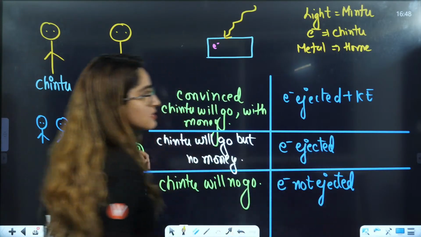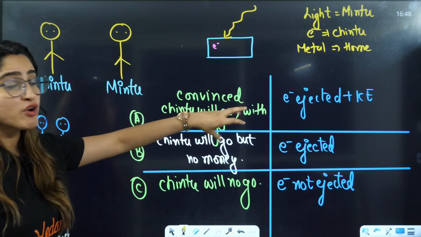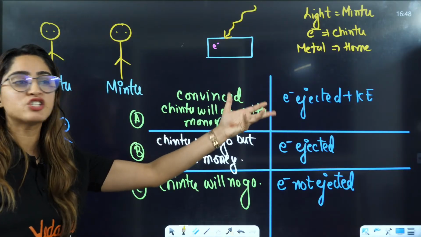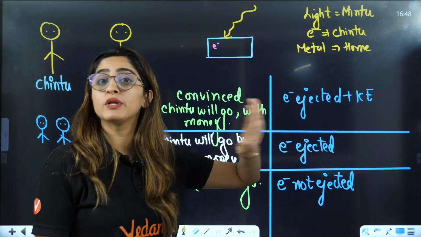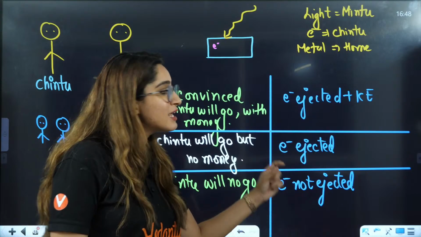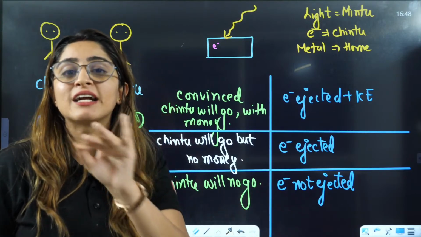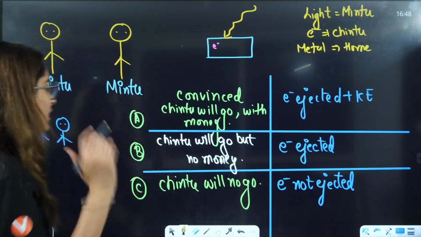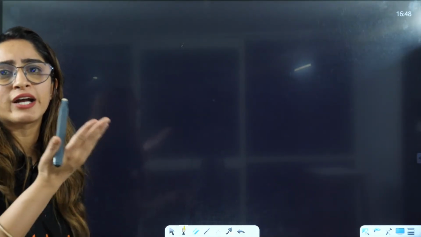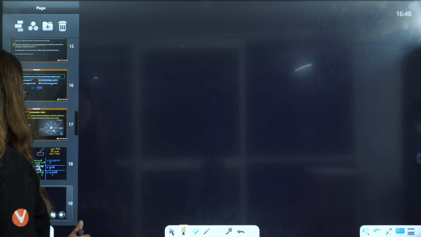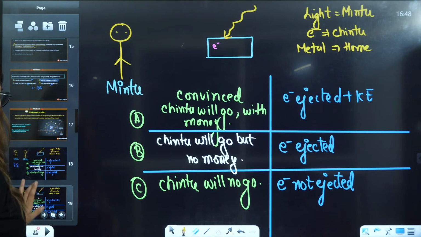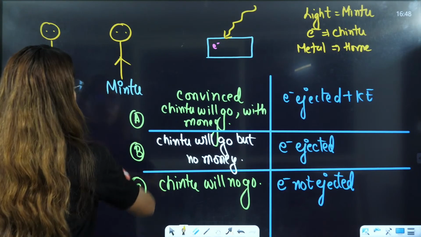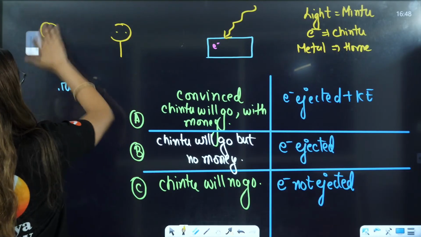These are the three cases that are possible. One, electron is ejected with kinetic energy. Second, electron is ejected with no kinetic energy. Third, electron is not ejected at all. So these are the three cases. Ma'am, who will tell us whether the electron will be ejected or not ejected? Let's see this.